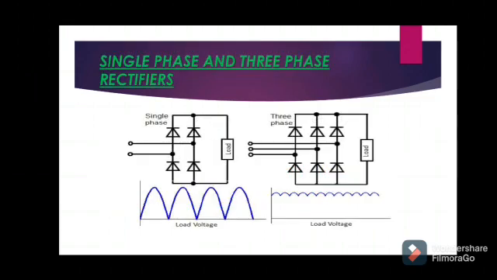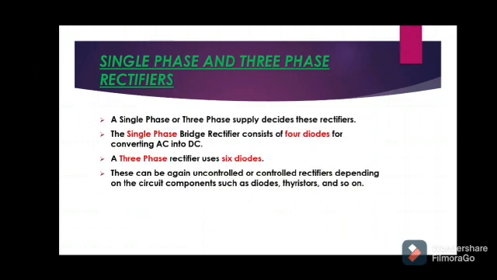Single-phase and three-phase rectifiers. A single phase or three phase supply decides these rectifiers. The single phase bridge rectifier consists of 4 diodes for converting AC into DC. A three phase rectifier uses 6 diodes. This can again be uncontrolled or controlled rectifiers depending on the circuit components such as diodes, thyristors, and so on.